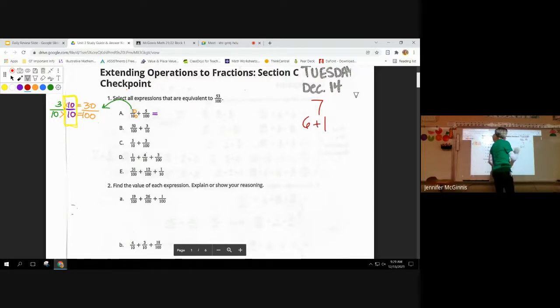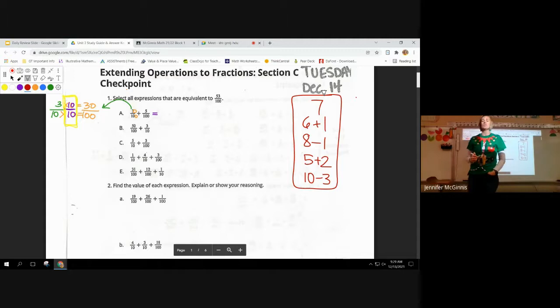What's the value of this? 7. What's the value of this? 7. What's the value of this? 7. All of these things have the same value. Do they look the same? No. Do they sound the same? No. They look very different.